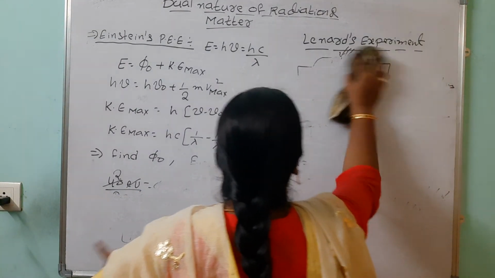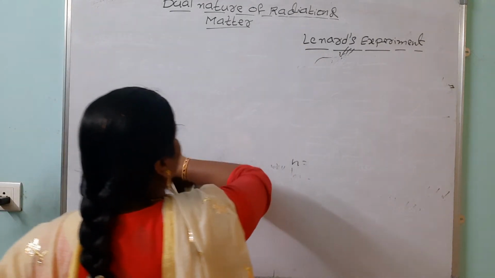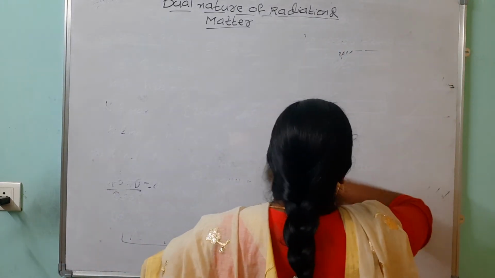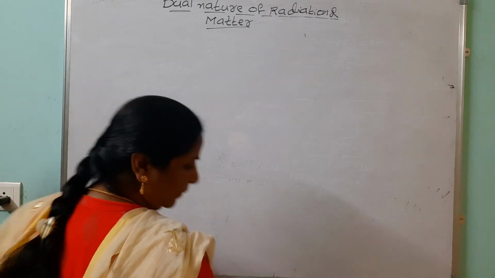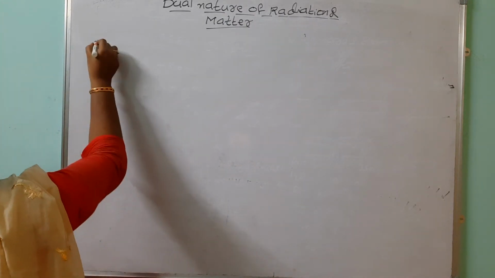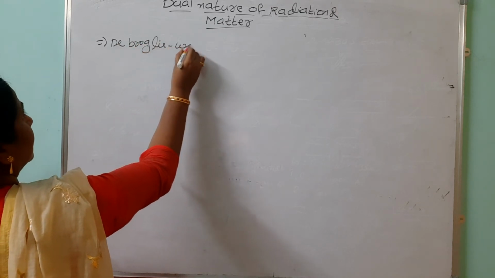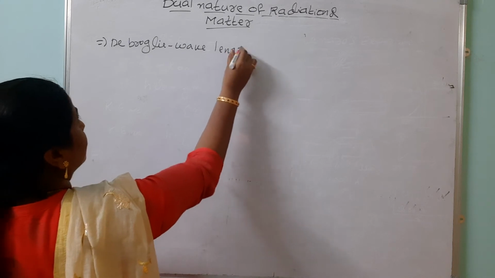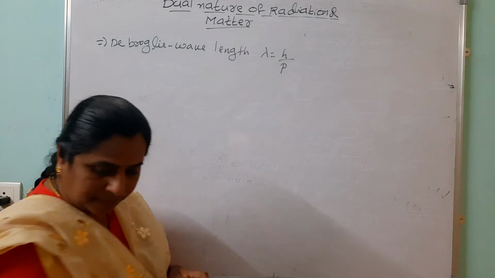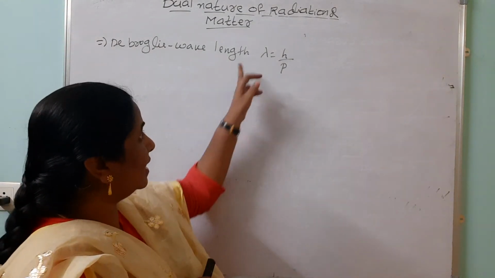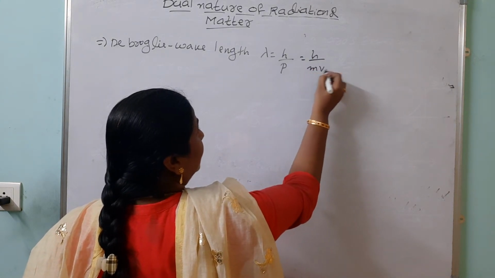You know that the first person who gave the relation that matter has dual nature gave one expression: lambda equals de Broglie wavelength, lambda equals h by p. See how you write this expression. We know the basic formula is h by p. Instead of p, we should write mass into velocity.